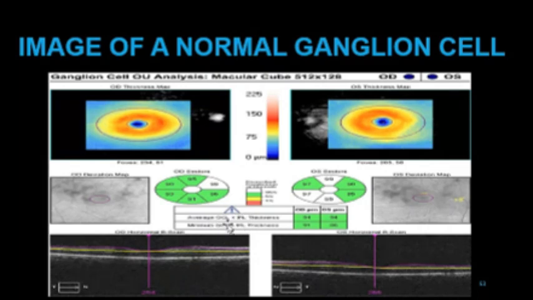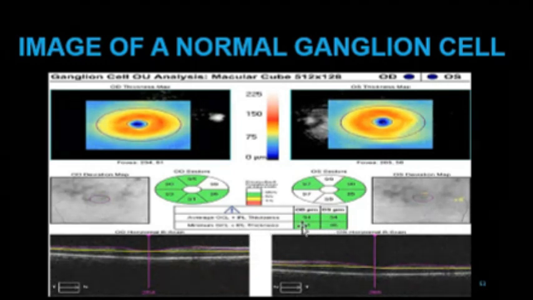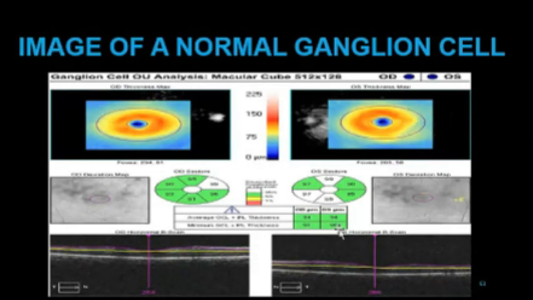Also here, there's a table. Average GCL plus IPL thickness is 94 for the right eye, 94 for the left eye. And if you notice, the 94 is inside a green box. Do you remember the table I told you earlier that when we see a green box, it means it is normal? If this box were to be red, this value will be less than this, and it will show that something is wrong. Now, minimum GCL plus IPL thickness, 91 and 86, within normal limits.